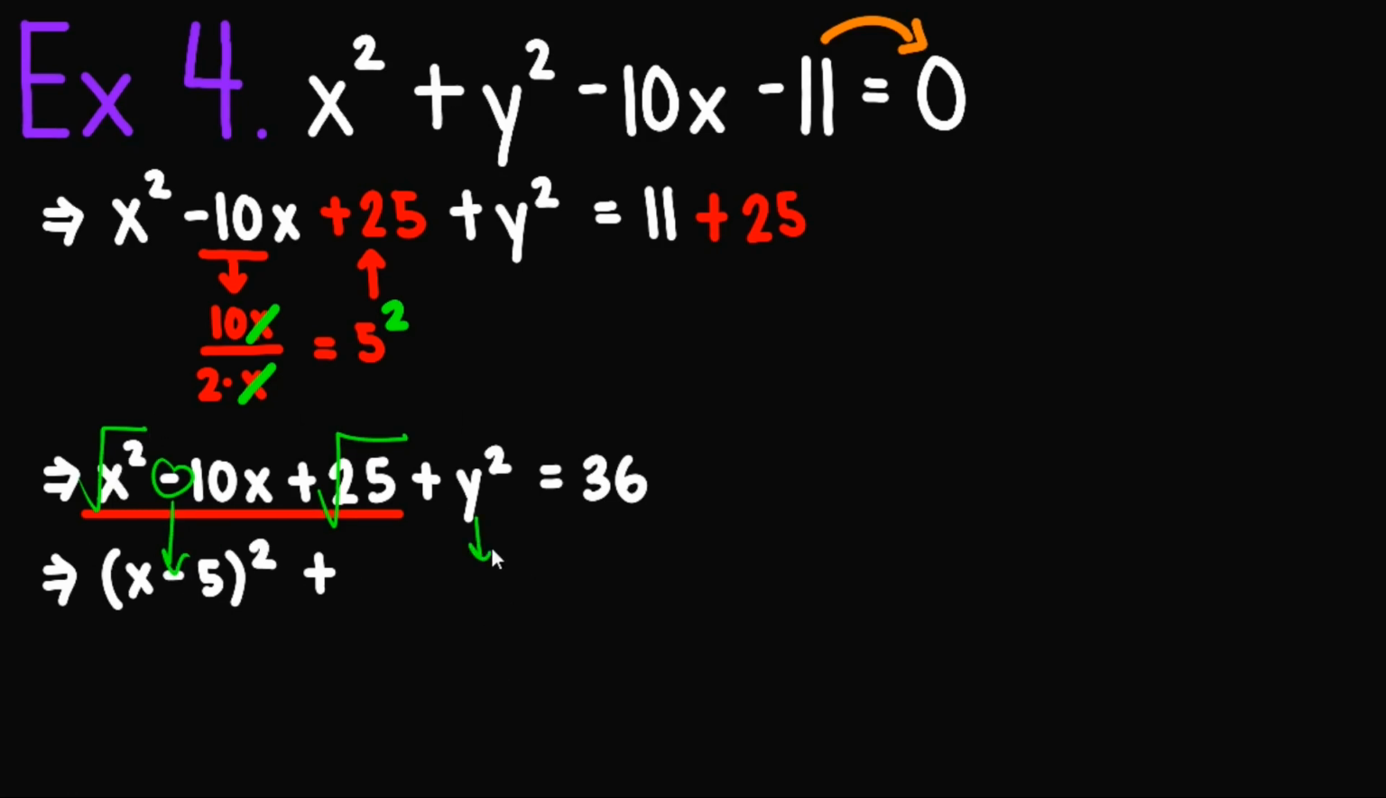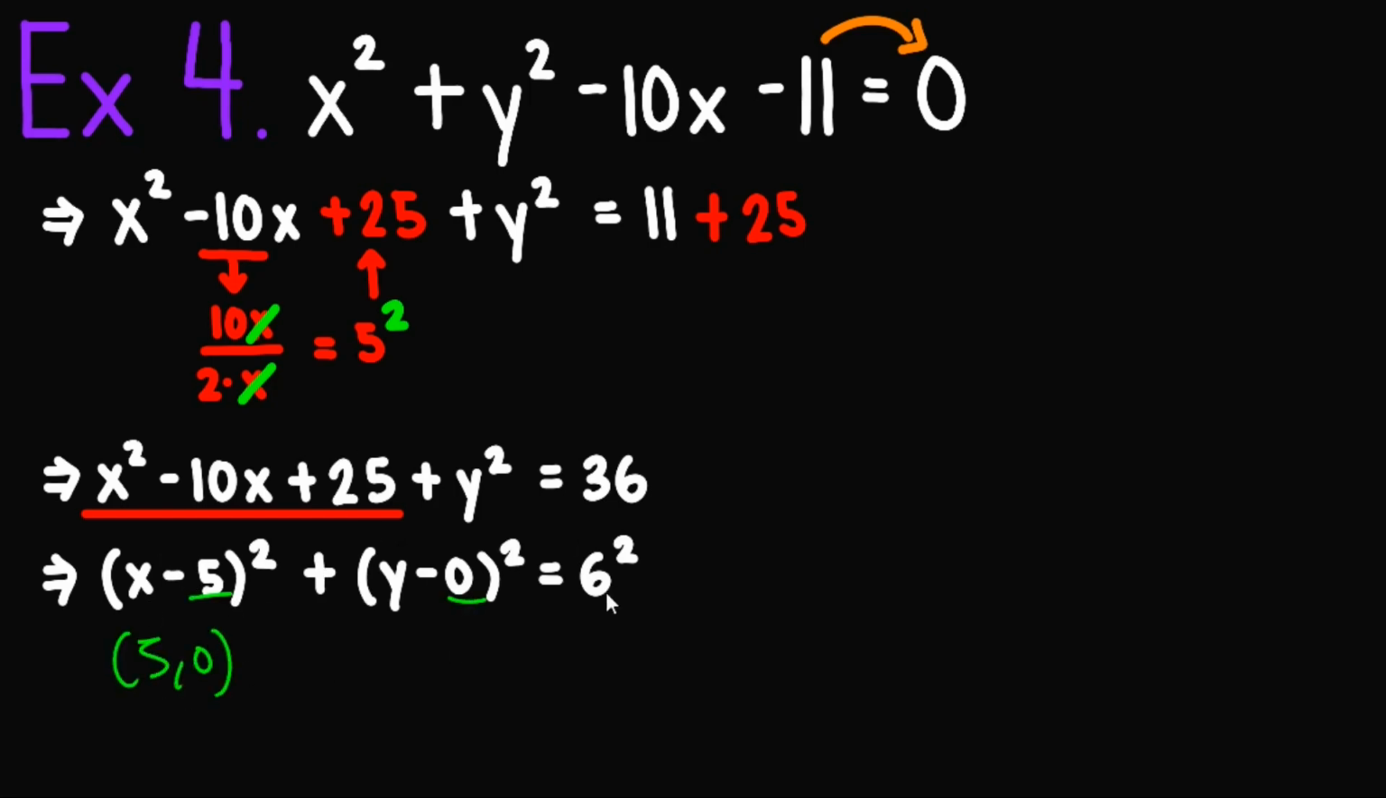Then for y, take note that we can write this as y minus 0 squared, as mentioned earlier, and 36 we can write as 6 squared. So we'll have this. And now it's easier to check the center and the radius of the circle. For the center, we have 5, 0, and for the radius, we have 6. So use this to graph the circle.